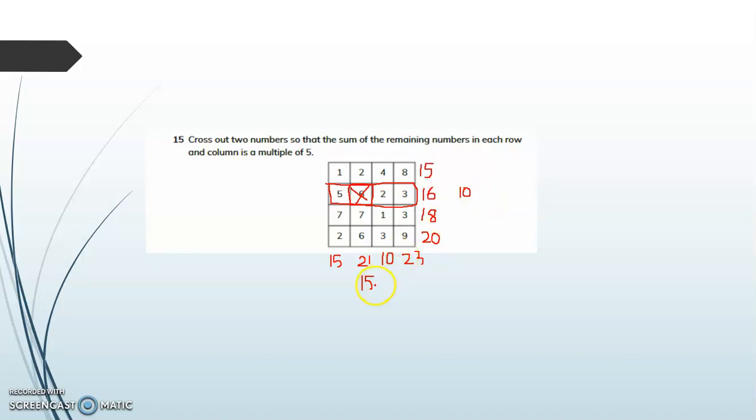See, you can see now this becomes a multiple of 5. So we just cross this out. Similarly, you can see this row and this column are not multiples of 5. Now we have crossed out one number.